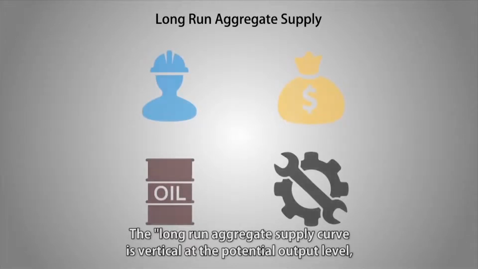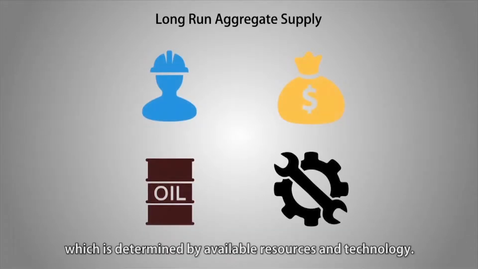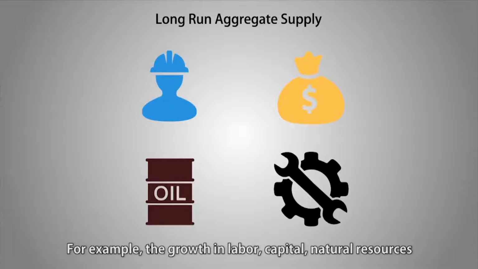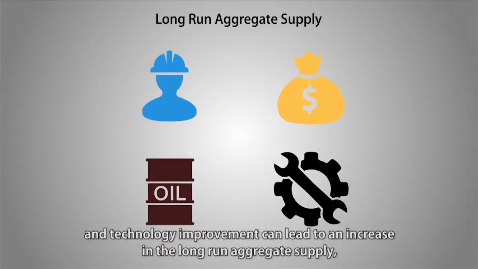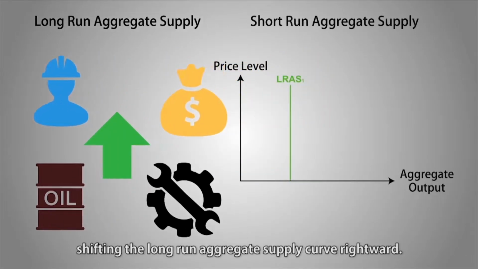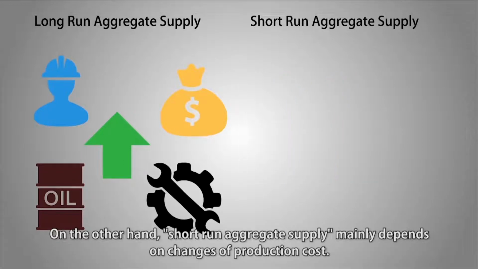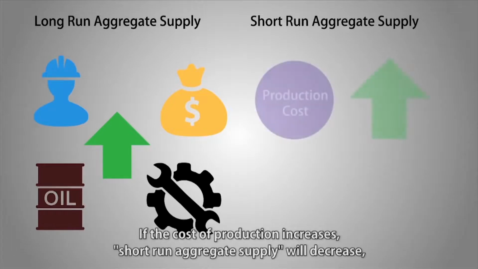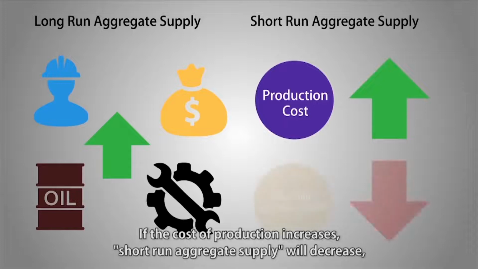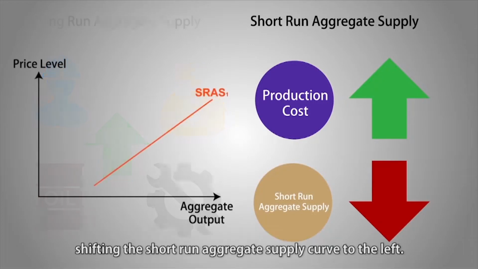The long-run aggregate supply curve is vertical at the potential output level, which is determined by available resources and technology. For example, the growth in labor, capital, natural resources, and technology improvement can lead to an increase in the long-run aggregate supply, shifting the long-run aggregate supply curve rightward. On the other hand, short-run aggregate supply mainly depends on changes of production cost. If the cost of production increases, short-run aggregate supply will decrease, shifting the short-run aggregate supply curve to the left.